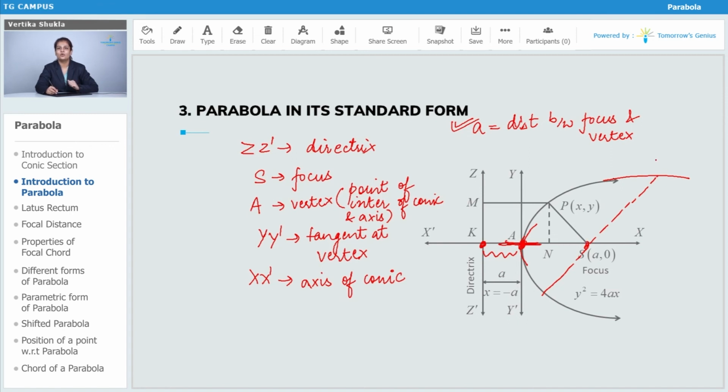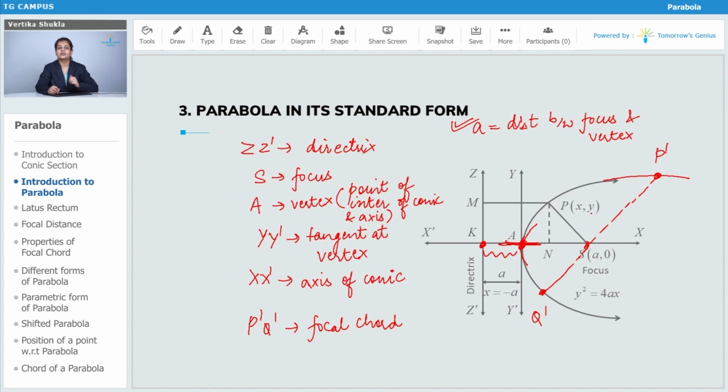Take this point as, suppose, P dash and this point as Q dash. So P dash Q dash is known as your focal chord. What is a focal chord? Any chord passing through focus.